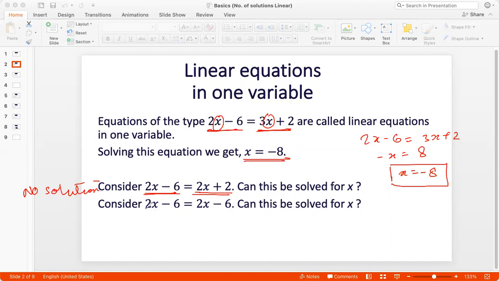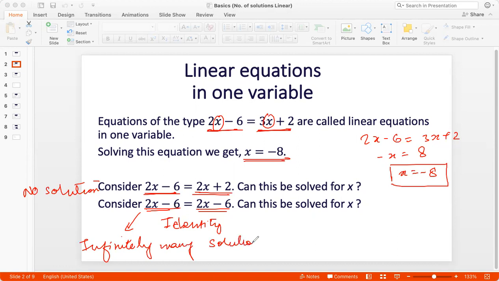What about 2x minus 6 is equal to 2x minus 6? Both sides are the same, and it in effect is an identity. And the thing about identities is that they are true for all values of x. So put any x and you will get an answer. So this is true for infinitely many values, or infinitely many solutions.